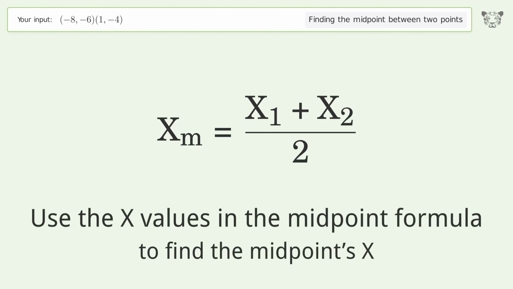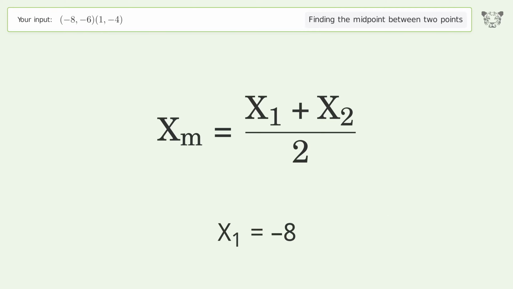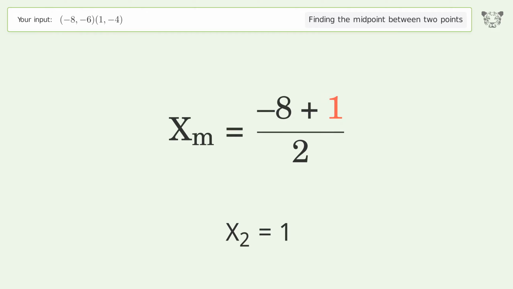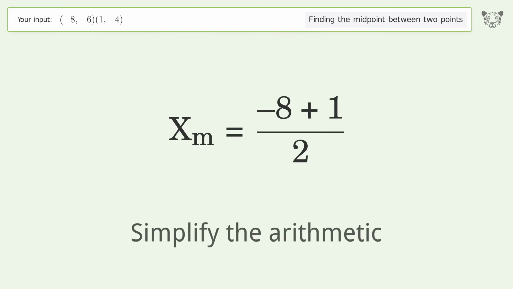Use the x values in the midpoint formula to find the midpoint's x. x1 equals -8. x2 equals 1. Simplify the arithmetic.